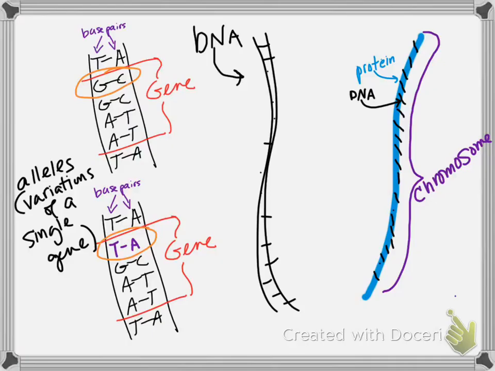So they're variations of a single gene. And a lot of times the differences are much bigger than that, but I'm really oversimplifying. So the alleles are variations of that single gene. Does that make sense? Okay.